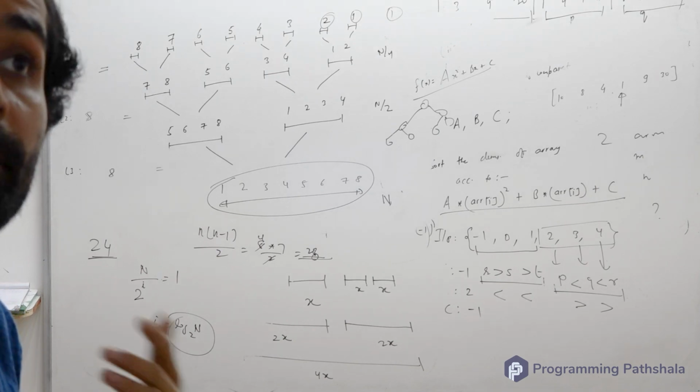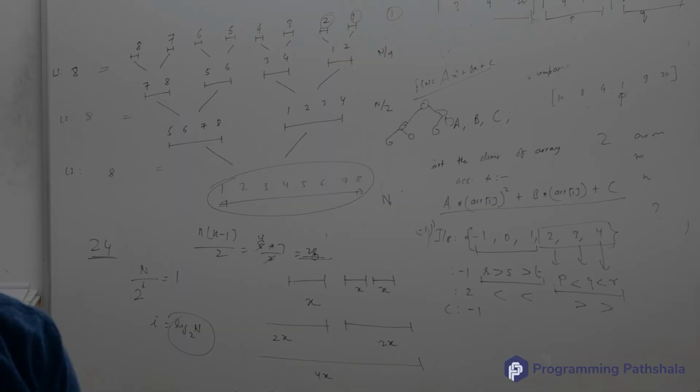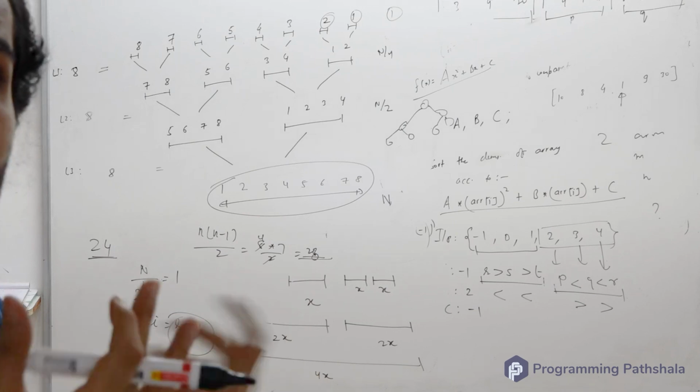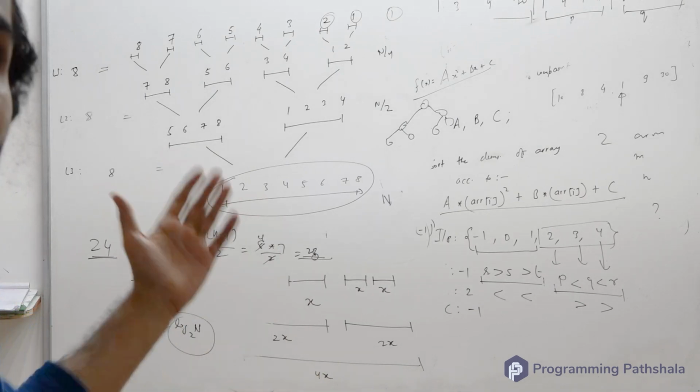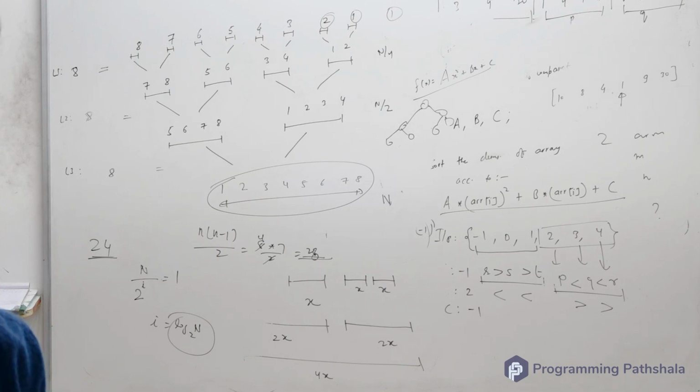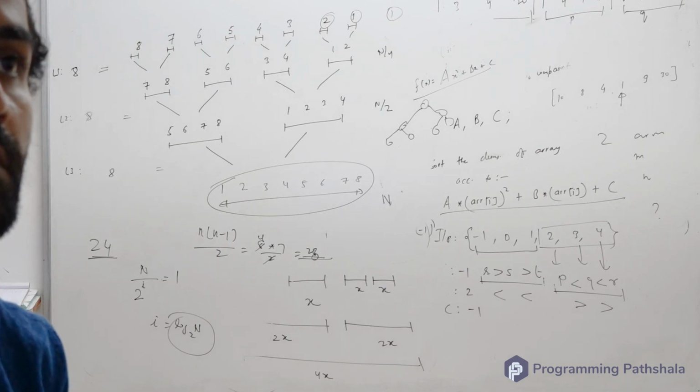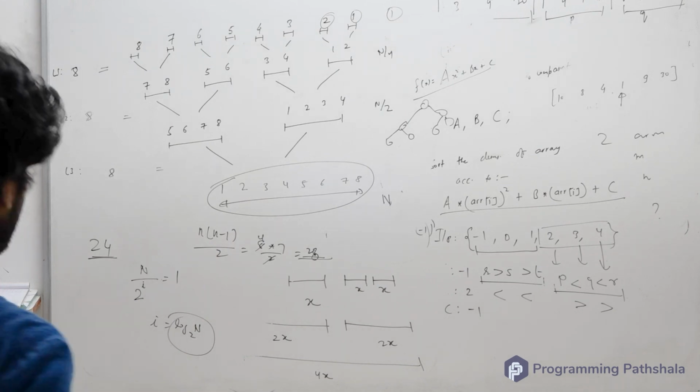And what is the number of operations at each level? n. So since there are log n base 2 levels and the number of operations at each level is n, what will be the time complexity? It will be n into log n base 2, right?